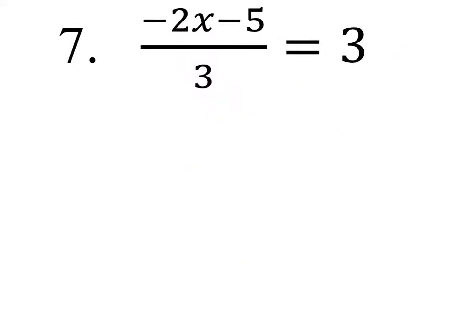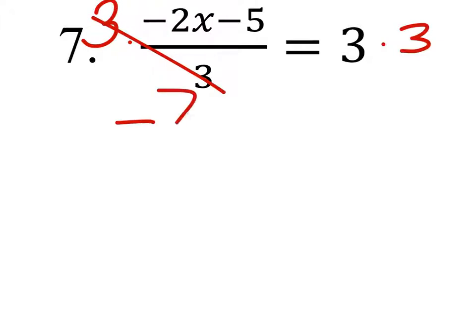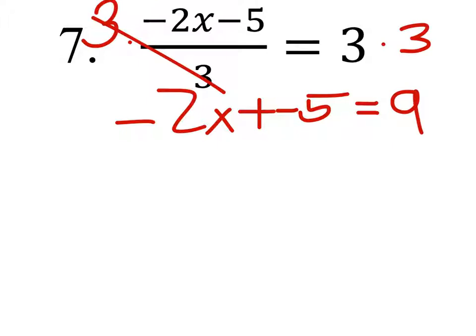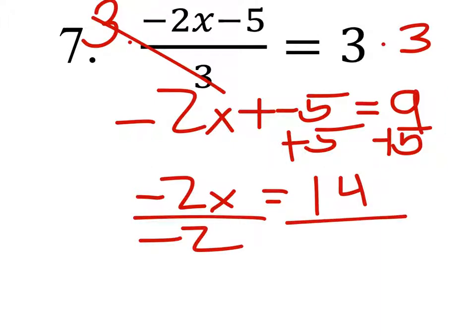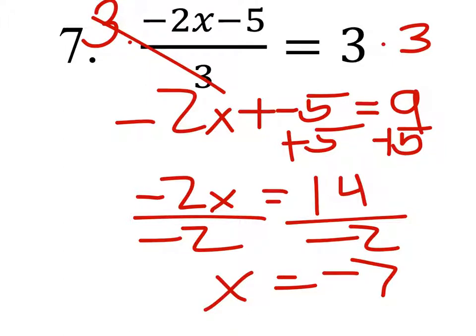Alright, so first you want to times each side by 3 to get rid of this 3, and then this cancels out, and then you have negative 2x plus negative 5 equals 9. And then you can add 5 to both sides. And then you have negative 2x equals 14. And then divided by negative 2, divided by negative 2, and then x equals negative 7. Alright. There you go.